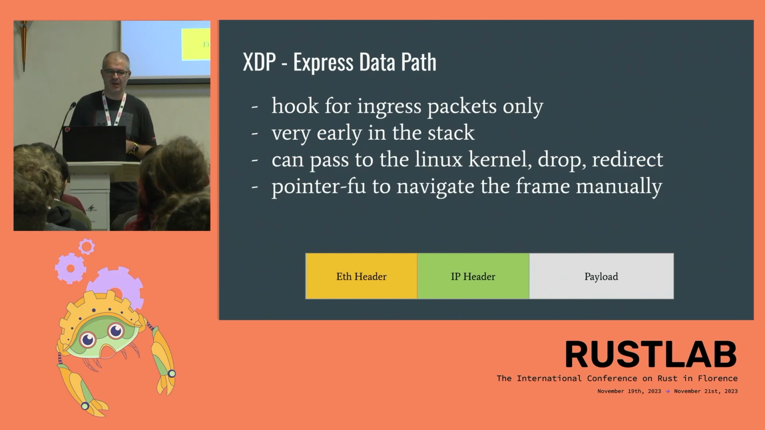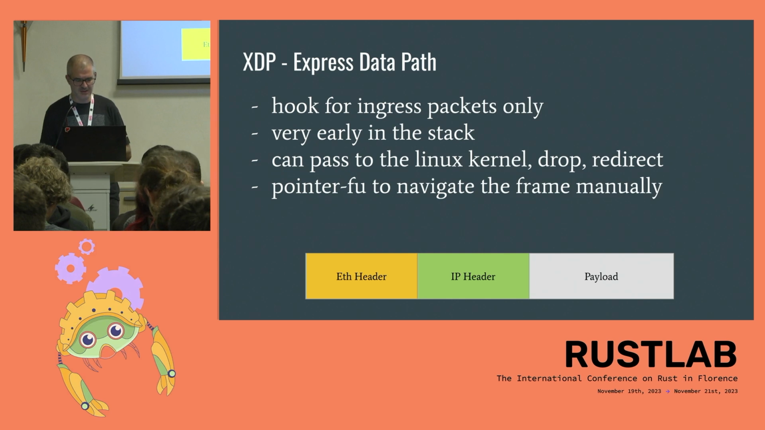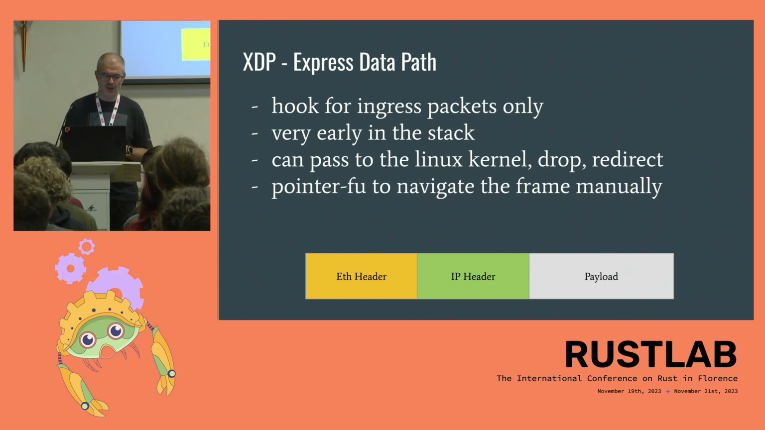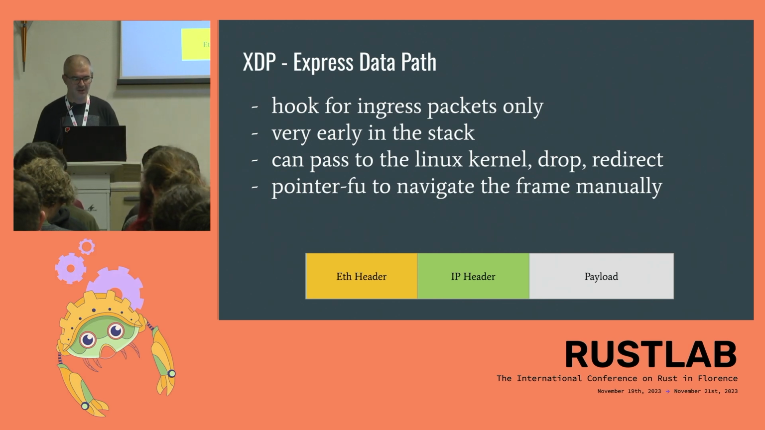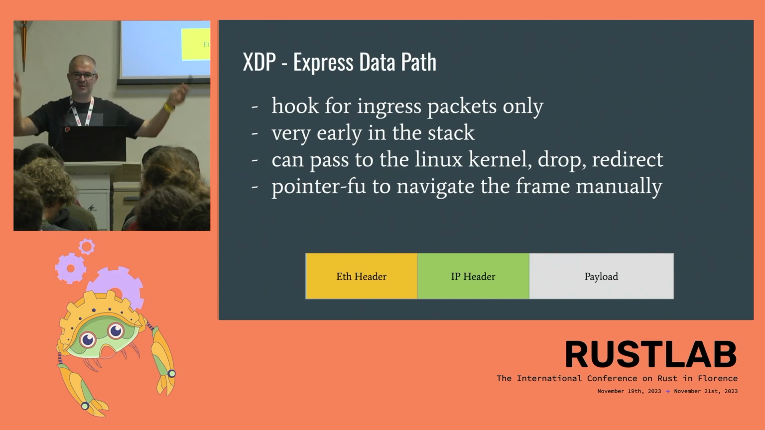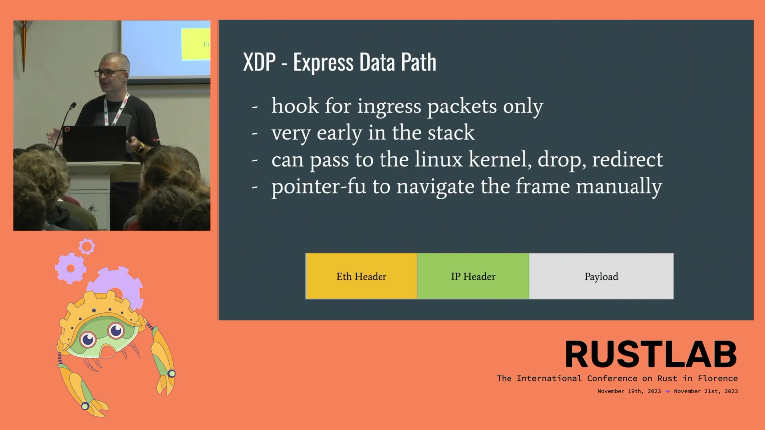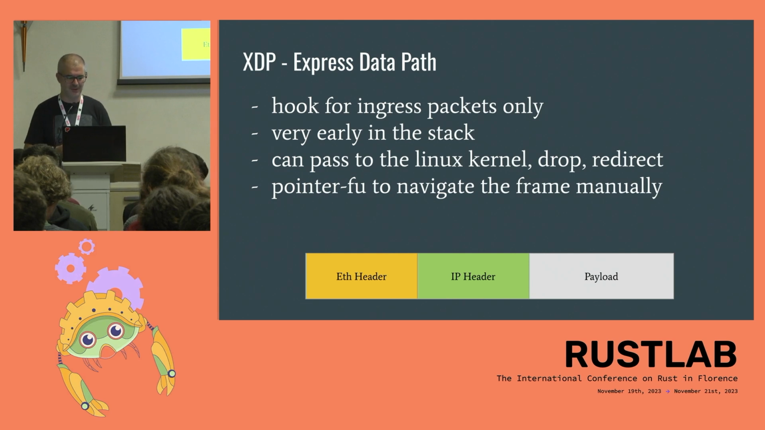XDP stands for Express Data Path, is an eBPF type that intercepts packets very early in the stack, meaning either when they are just received from the kernel, or even, if the card supports it, directly in the network card. You can do many things with the packet. You can pass it to the kernel, you can drop it, or you can manipulate and redirect it. But it's tricky. You just have this big buffer, and you have to deal with pointers to manipulate that packet.